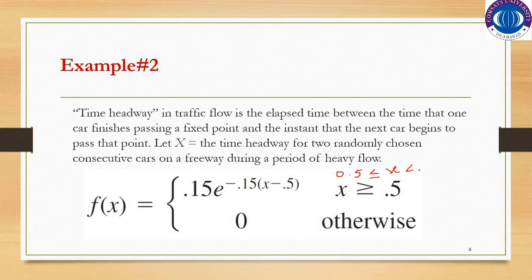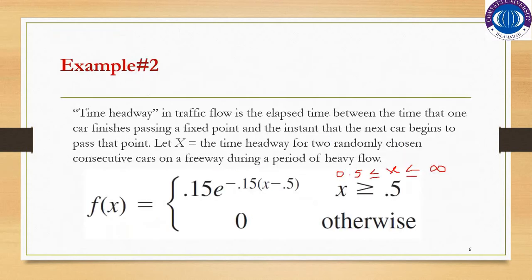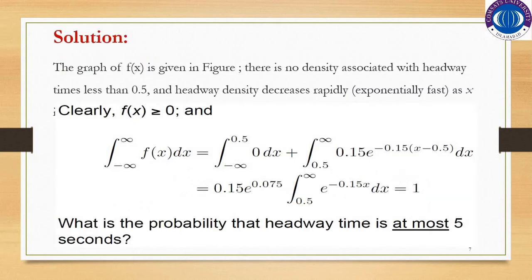X is less than or equal to infinity, because it is written here x is greater than or equal to 0.5. So it means it is from 0.5 to infinity. The value of the function other than this range is 0. And less than 0.5, this function is not defined.